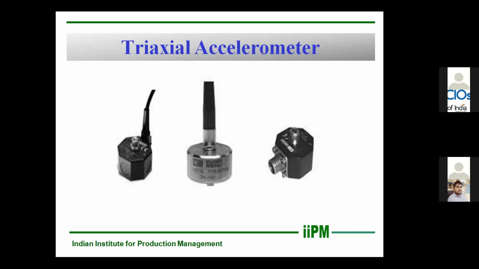So here now in the modern era, triaxial accelerometers have been used by most of the industries. Here at one time you can get readings in three directions: horizontal, vertical, and axial.